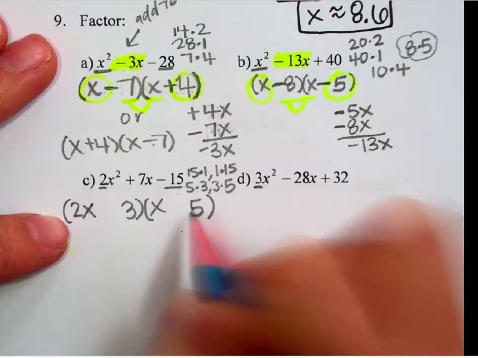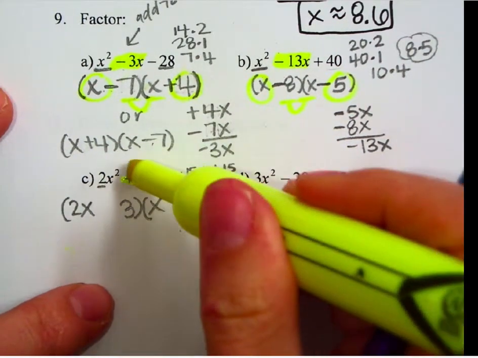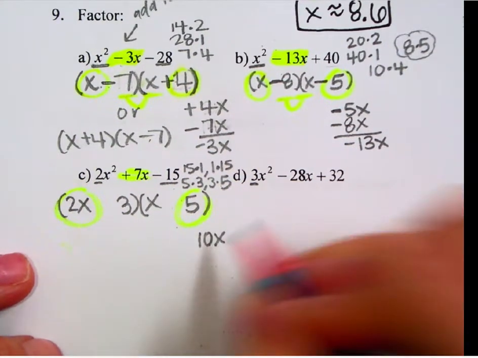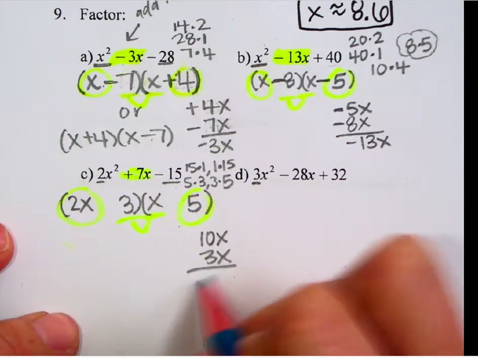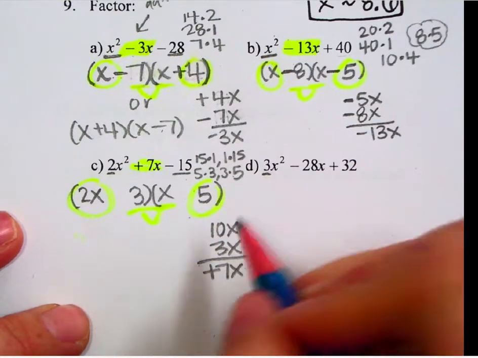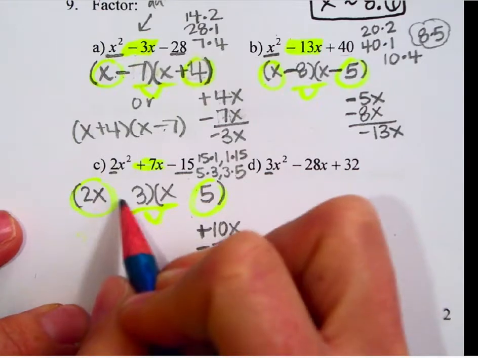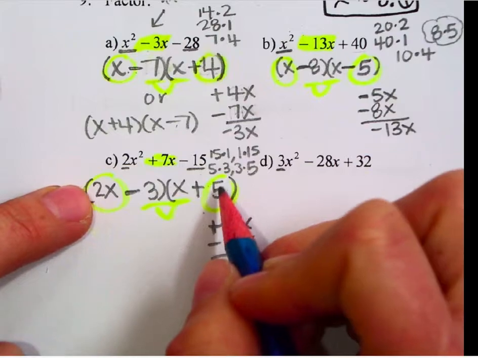Okay, so again, we're trying to add up to positive 7x. So when I multiply these outside terms, I get 10x. I'm going to write that down. The inside terms, I get 3x. And I'm trying to add up to that middle term, positive 7x. And I can do that here as long as this is a positive 10 and a negative 3. So this negative 3 here, and then the positive 10 comes from us multiplying 2 and 5. So positive.